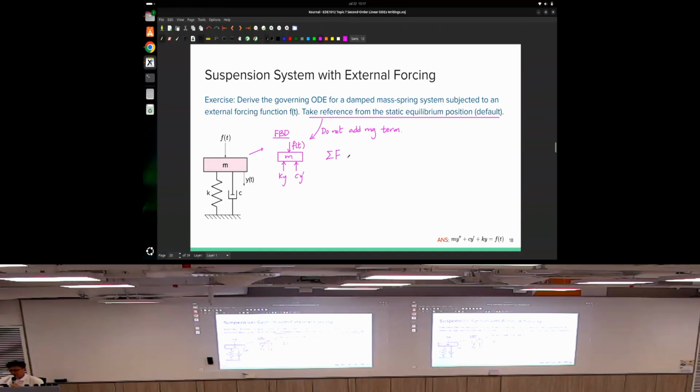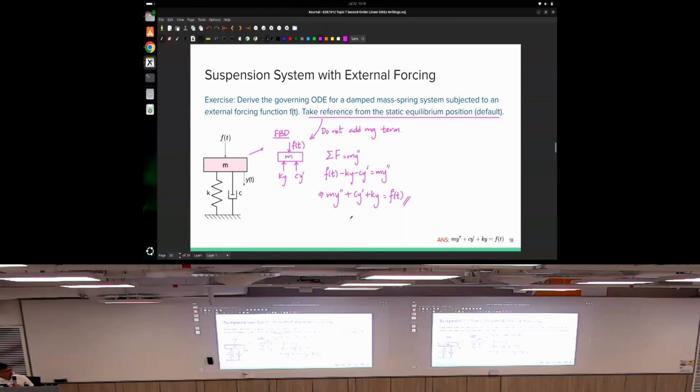And if you take the sum of forces equals m y prime prime, the sum of forces is going to give you F of t minus k y minus c y prime equals m y prime prime. So therefore, your ODE is really m y prime prime plus c y prime plus k y equals F of t. Okay? So that's the ODE. Simple. Now we are going to look at how we handle that F of t.